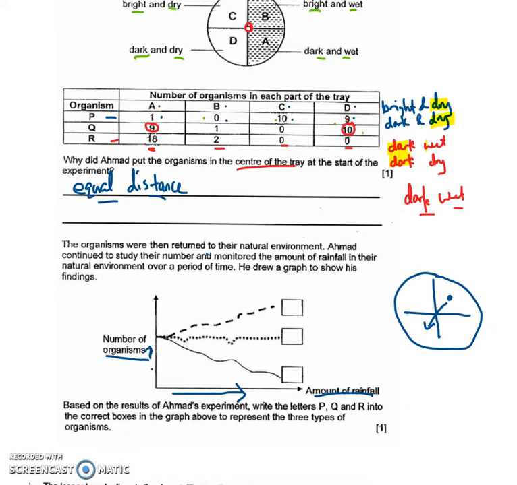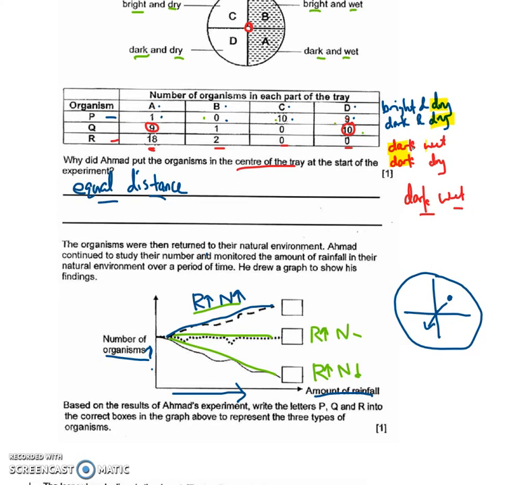So if you look at this organism, as the rainfall increases, the number also increases. And if you look at this organism, as the rainfall increases, the number remains the same. And for this organism, as the rainfall increases, the number decreases. So what we are looking for is an organism that likes the rain or likes damp places, so that it thrives in damp places.